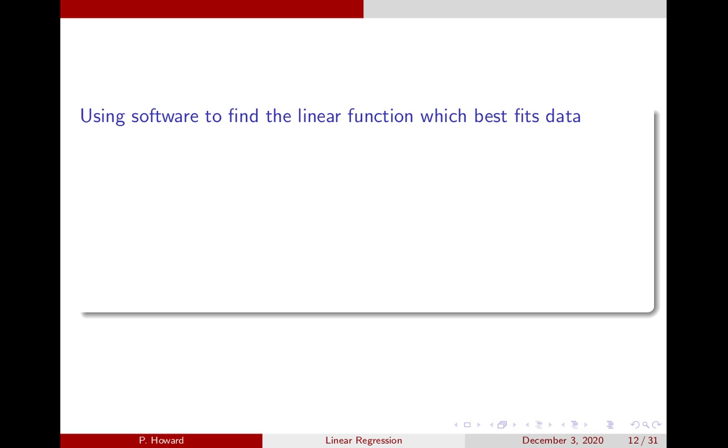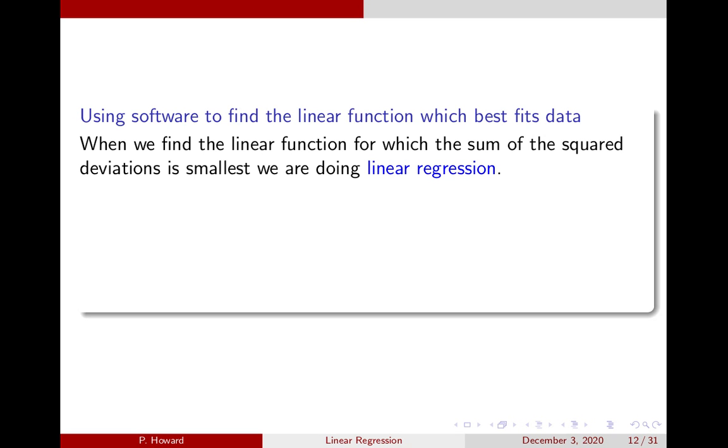And now we are moving to the problem of finding the linear function that fits the data best. We haven't done that yet for our 3 points. So when we find a linear function for which the sum of the squared deviations is smallest, we are doing linear regression. We will always do this using some kind of software. It is possible by hand, but it's sort of a tedious calculation.